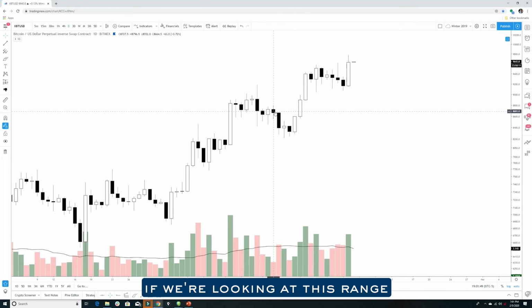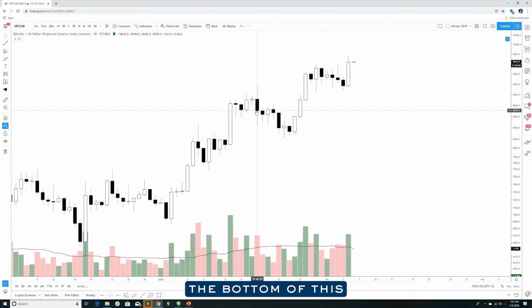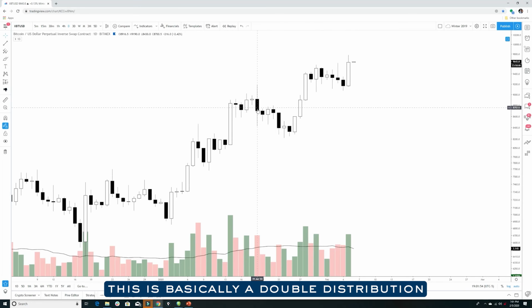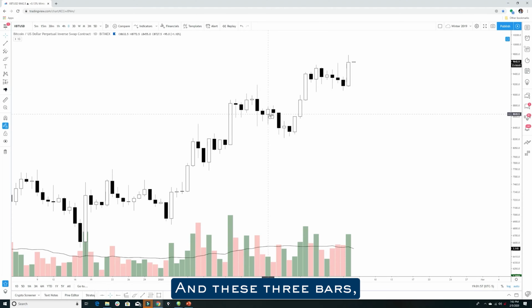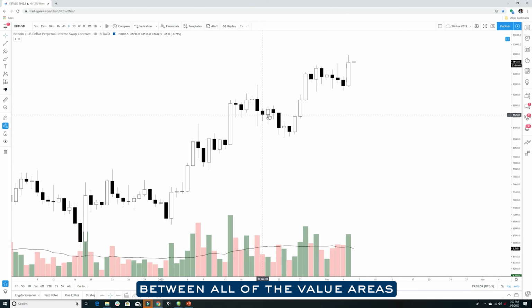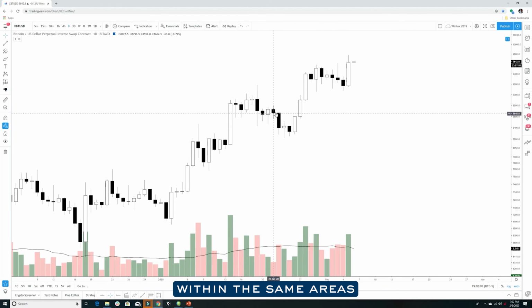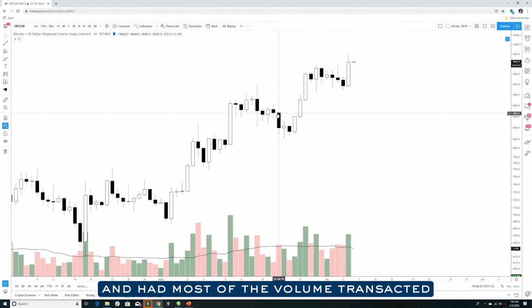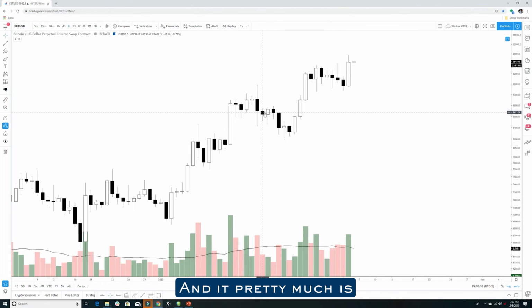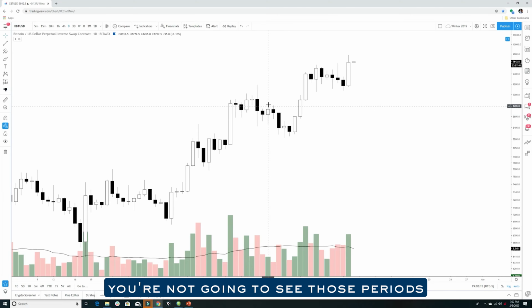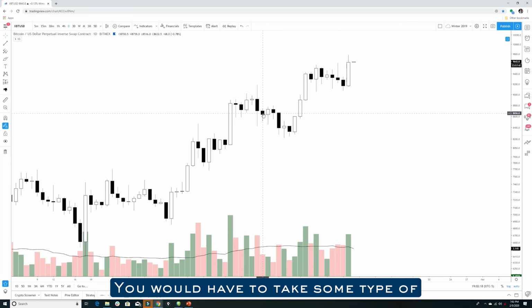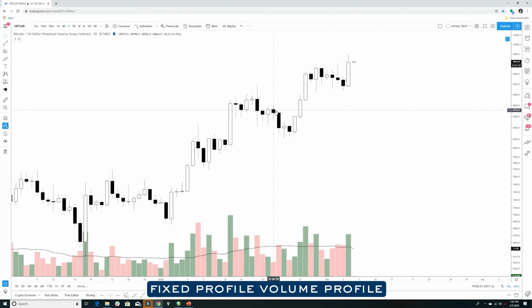But the truth is that if we're looking at this range right here, the bottom of this bar right here is basically a double distribution. And these three bars, we have overlap between all of the value areas. So we spent most of the time within the same areas between these candles and had most of the volume transacted, and it pretty much is inside in that regard. When you're looking at just a candlestick chart, you're not going to see those periods. You would have to take some type of fixed profile, volume profile, or session profiles and line them up, or again, look at a market profile.